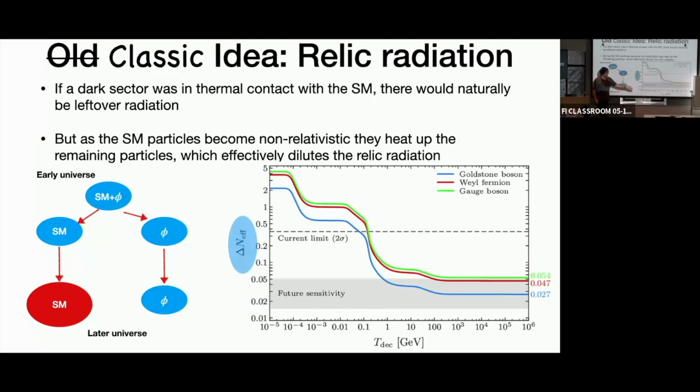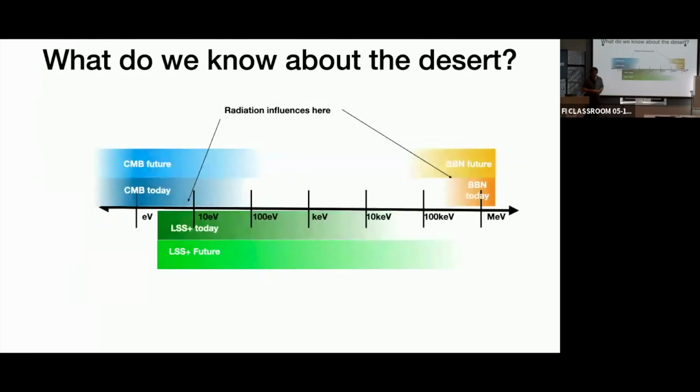But this is an old idea. This is something that's a critical goal for many of the ongoing CMB missions: to try to find whether or not there is any additional radiation, even a tiny amount of radiation, left over from the early universe. Now, radiation has big influences both at late times, in terms of changing the properties of matter-radiation equality, as well as influencing BBN.